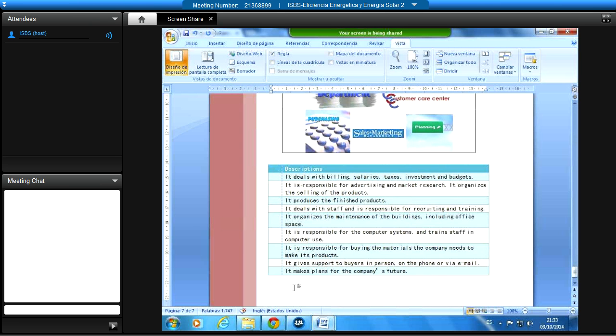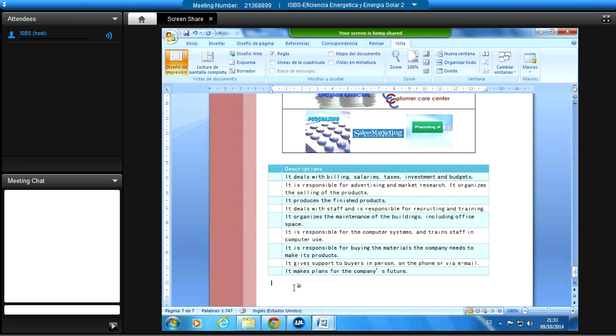Eva, it deals with staff and is responsible for recruiting and training human resources. Human resources, or in English, abbreviated HR, okay? It's like information technology, IT, human resources, HR, administration, admin, okay? Admin. So normally you have this kind of thing.